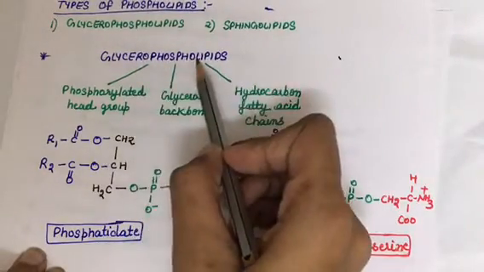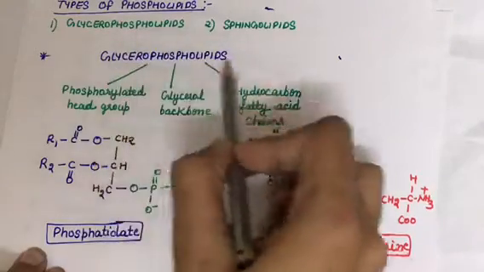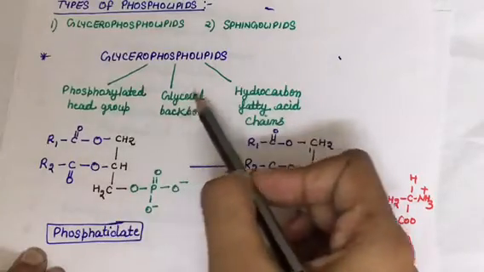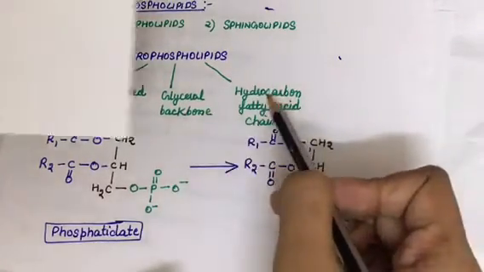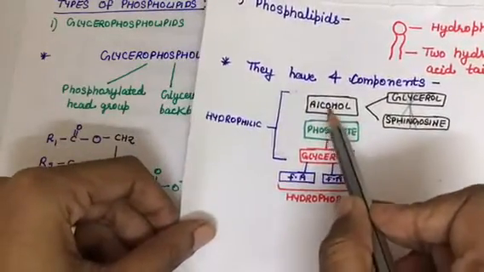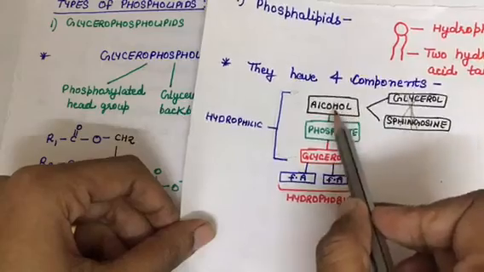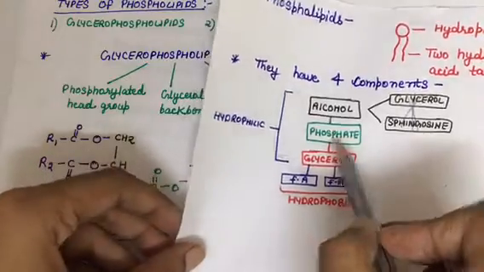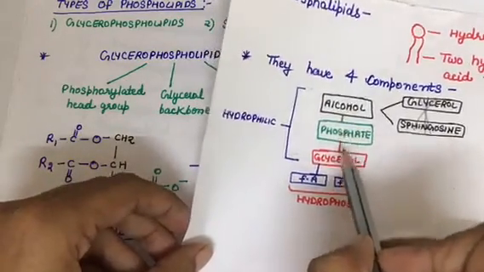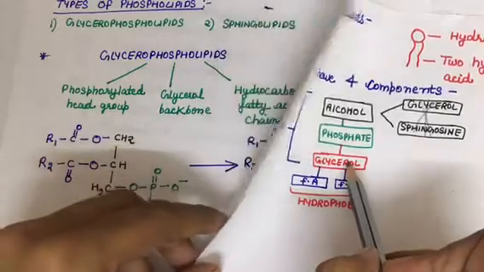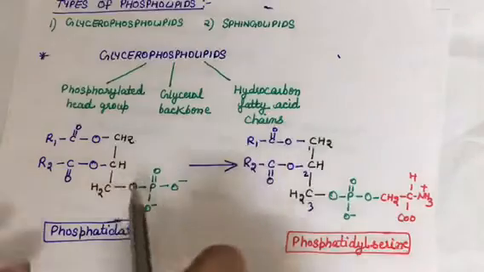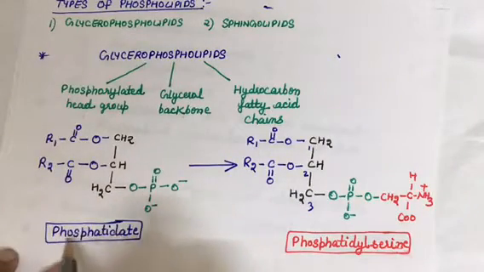Now glycerophospholipids. Glycerophospholipids are made up of three components: a phosphorylated head group, a glycerol backbone, and hydrocarbon fatty acid chains. As you can see here, this alcohol is attached to a phosphate, so this is the phosphorylated head group, right? And this phosphorylated head group is attached to the glycerol backbone, and these are the hydrophobic fatty acid chains. So this is the basic structure, which is called phosphatidate.